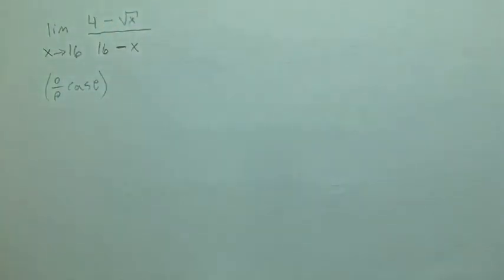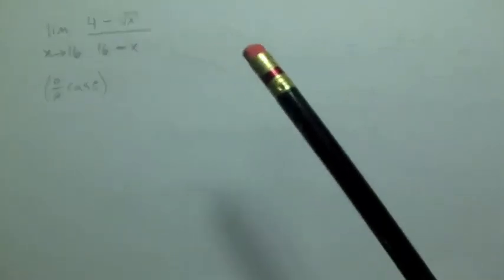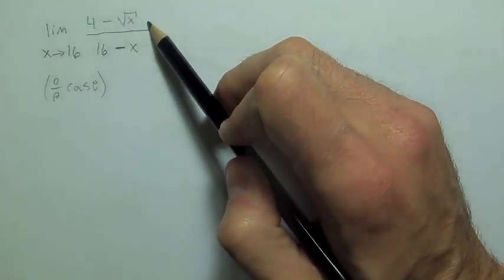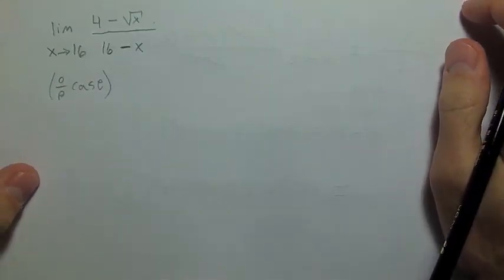The problem here is that we can't actually factor. Well, we can, but there's not a nice way to factor. This isn't going to factor. This isn't going to factor. So what do we do? Well, the answer is we use what's called a conjugating factor.